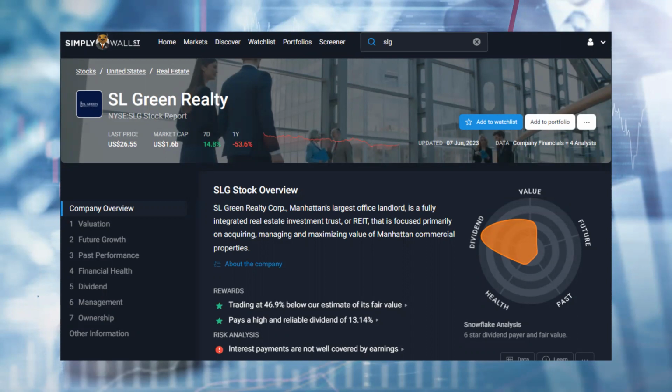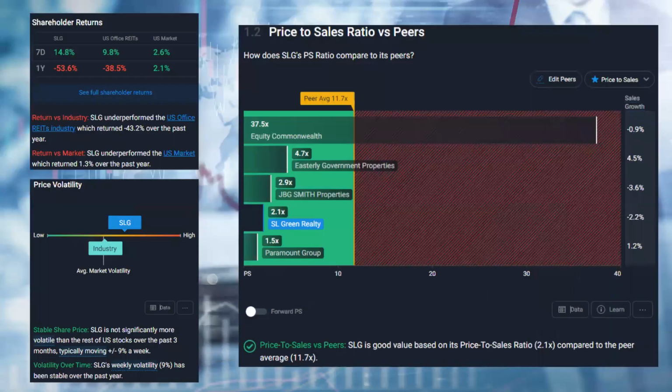But as you can see from the chart that we showed earlier, the stock already dropped about 86%. So a lot of that has been rightfully priced in. Now, can it go lower and could the news get worse? That's definitely a potential. But when you take a look here at the price to sales ratio versus its peers, it is a good value, compared to the peer average of 11.7x, at 2.1x is where currently SLG is.